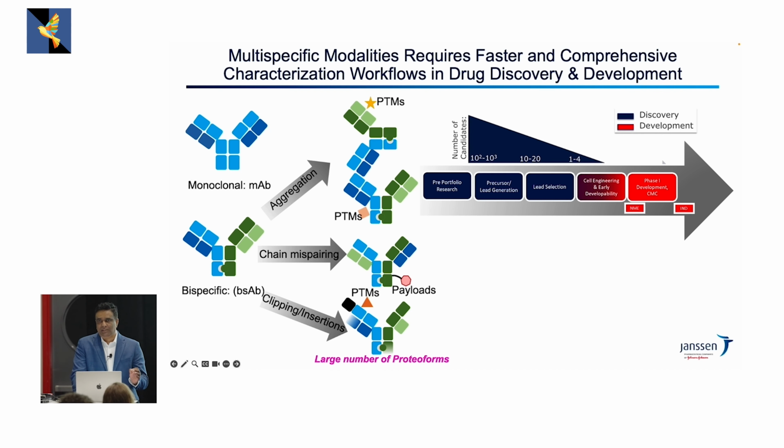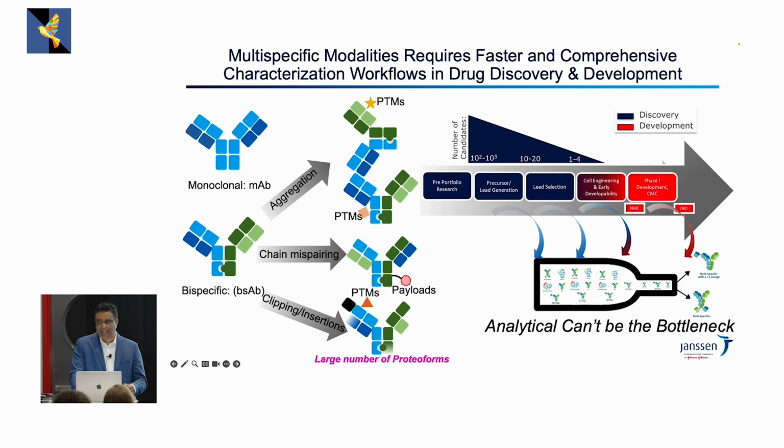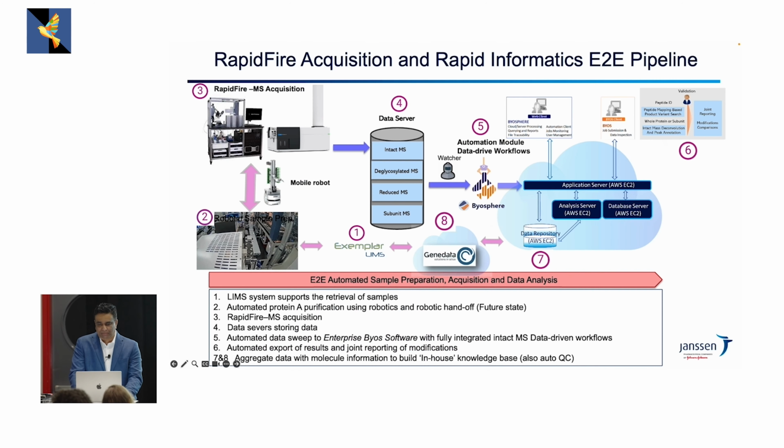So whether it be generating a large number of molecules or a large number of clones, analytical cannot be the bottleneck. How do we overcome these bottlenecks? We at Janssen in our group have relied on automation. I won't be going through most of it. I'll just give you a brief outline of this end-to-end pipeline, where we start with the LIMS system as a sample management system, and then we have high throughput robotics to introduce samples directly onto the mass spectrometer. So there is no human intervention.